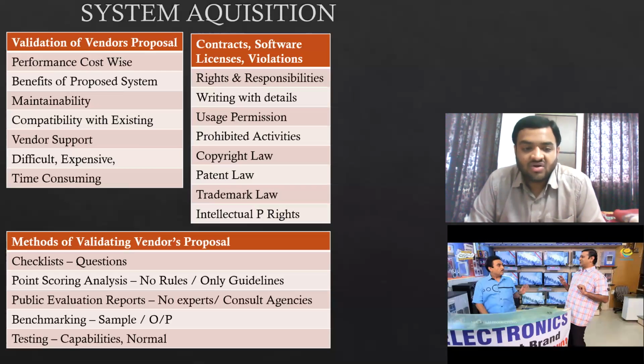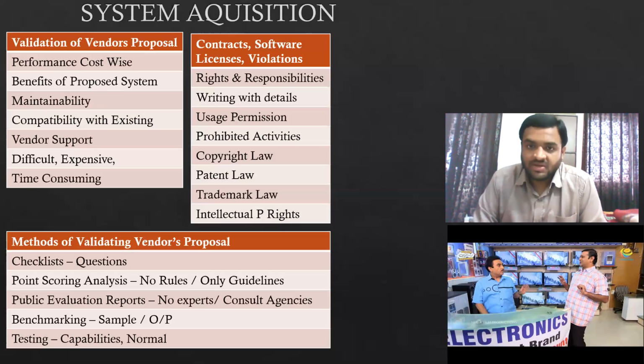Now, what are the methods of validating vendor's proposal? Every organization has a different method. Now let's see what is a checklist. We will make a list of the security requirements, reliability requirements, functional requirements, maintenance capabilities and all. If they are there in the software, we will put a tick on it. That is a checklist. It mostly has questions, like a questionnaire. Now, there is a problem. We will see the problem in a minute. Don't go anywhere.